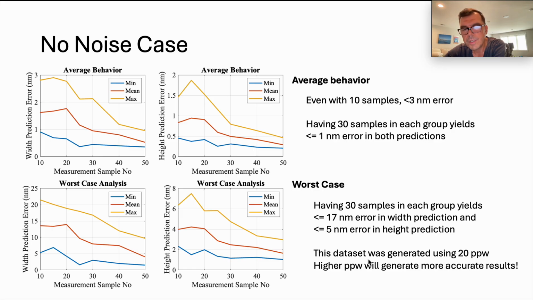But I have to mention that I generated this data set by using 20 points per wavelength mesh quality. If we use a better mesh, let's say 40, 60, or 100, of course it will take a longer time to compute, but the accuracy of these results will definitely go up, which we can do later.